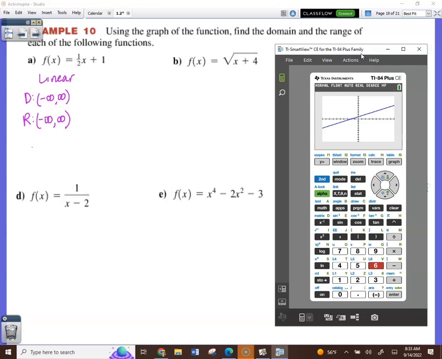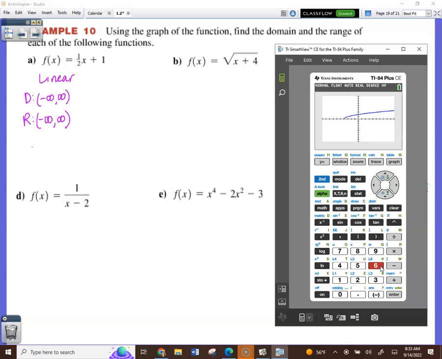Do we have anything to be careful about here? Yep. This is one of those red flags. You have to be careful. So if you graph it and you look at the picture, you should see that it is not expanding out in both directions. So there's your indication there's a restriction here.